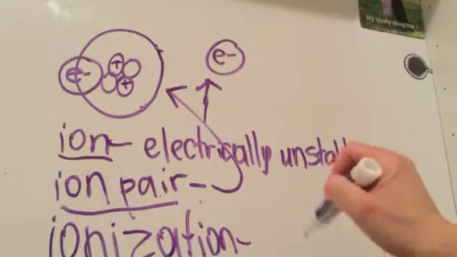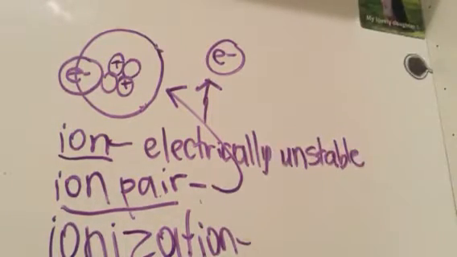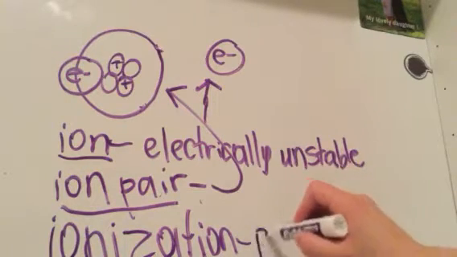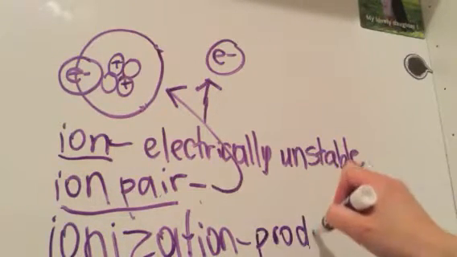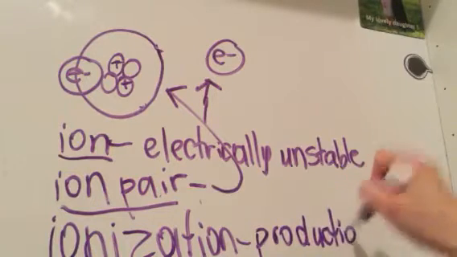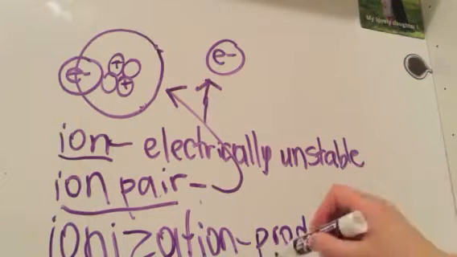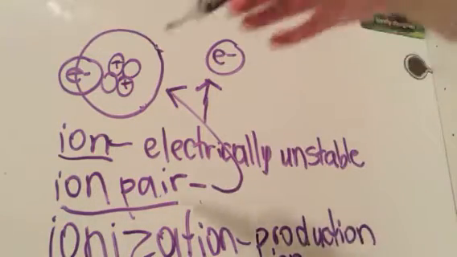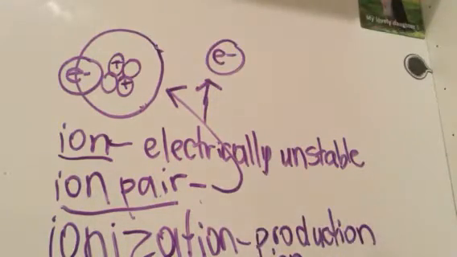So I will write the official definition: production of ions. So in other words, it would be the damaging of atoms. Think of it that way. The book does not explain it that way, but it helped me when I thought of it that way.